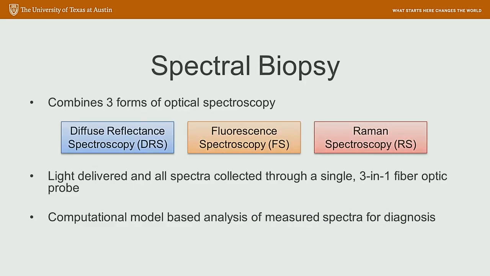Our spectral biopsy approach combines 3 forms of optical spectroscopy. The first is diffuse reflectance spectroscopy, which I'll refer to as DRS, fluorescence spectroscopy, which I'll refer to as FS, and Raman spectroscopy, RS. All the light is delivered, and all spectra are collected, through a single 3-in-1 fiber optic probe, and all the collected spectra are analyzed with computational models to provide an end goal of a diagnosis of the lesion.